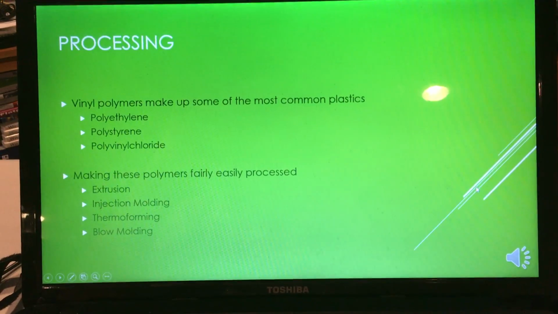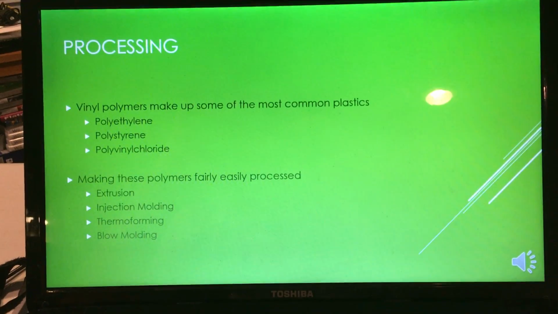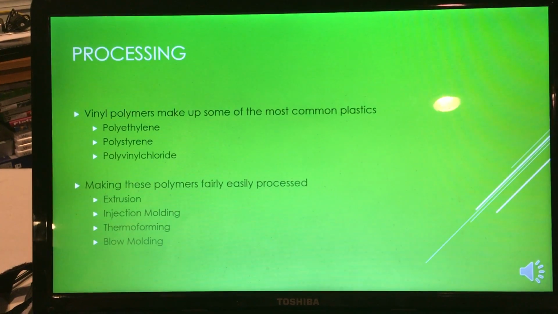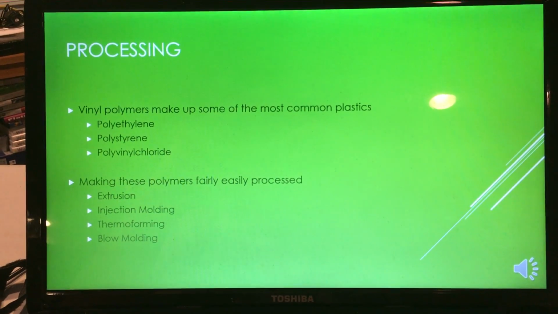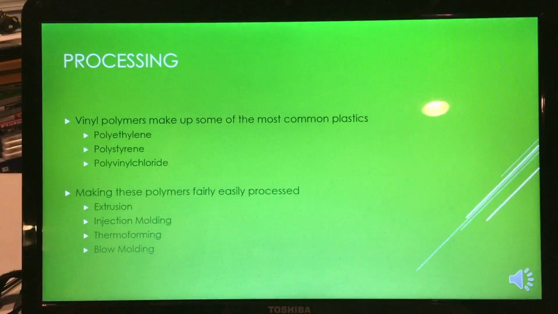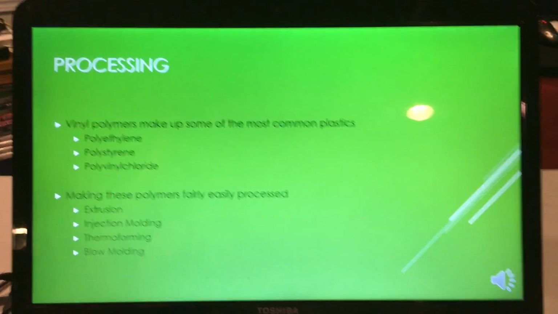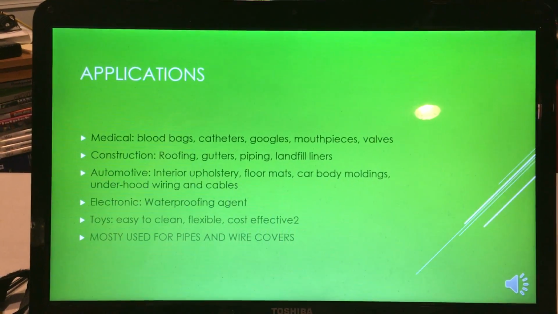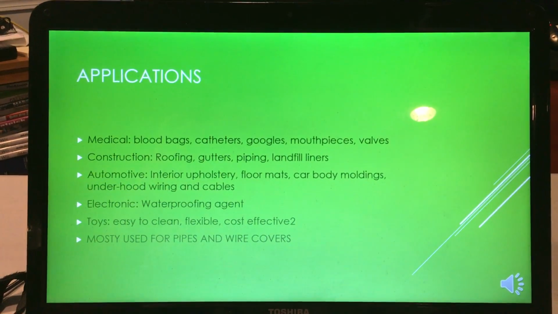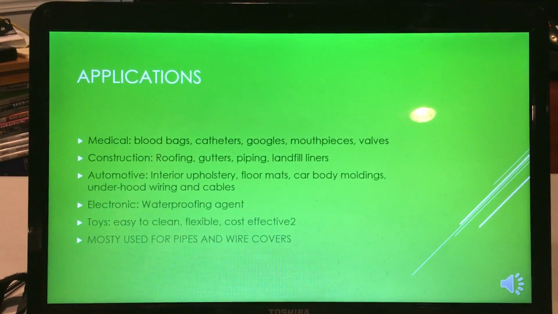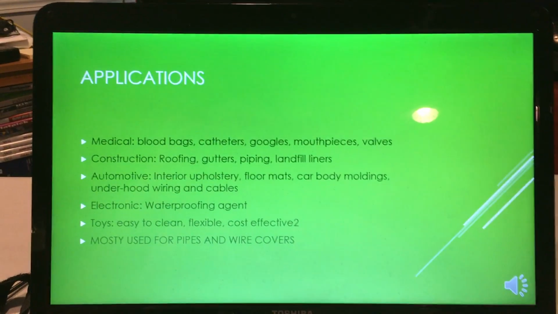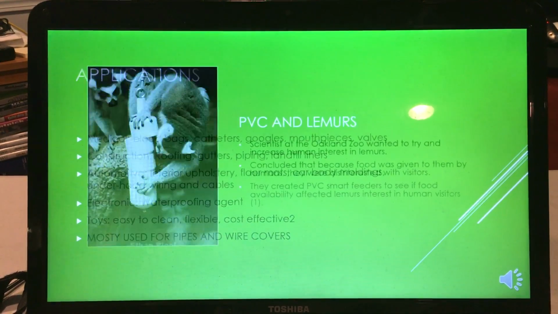So, as said before, vinyl polymers make up some of the most common of plastics, as mentioned, polyvinyl chloride, but also polystyrene and polyethylene. To process these plastics, mostly it's through extrusion, but it also can go to injection molding and thermoforming, and also some blow molding. Applications of these polymers include blood bags, catheters, mouthpieces, roofing and gutters, waterproof agents, floor mats, car body molding, but their main use is for pipes and wire covers.